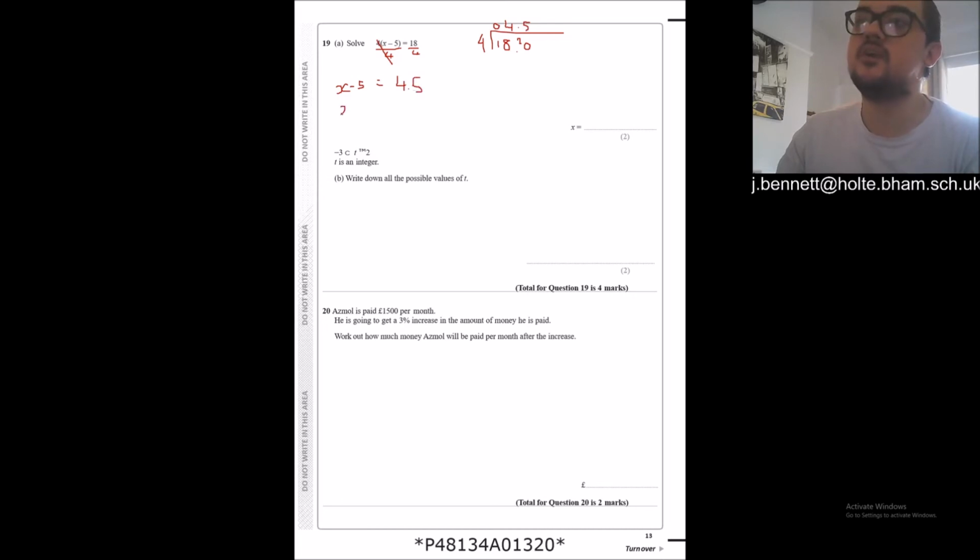We add 5 to both sides. We add 5 here, we add 5 here. 4.5 plus 5 is 9.5. That's our answer. X is 9.5.